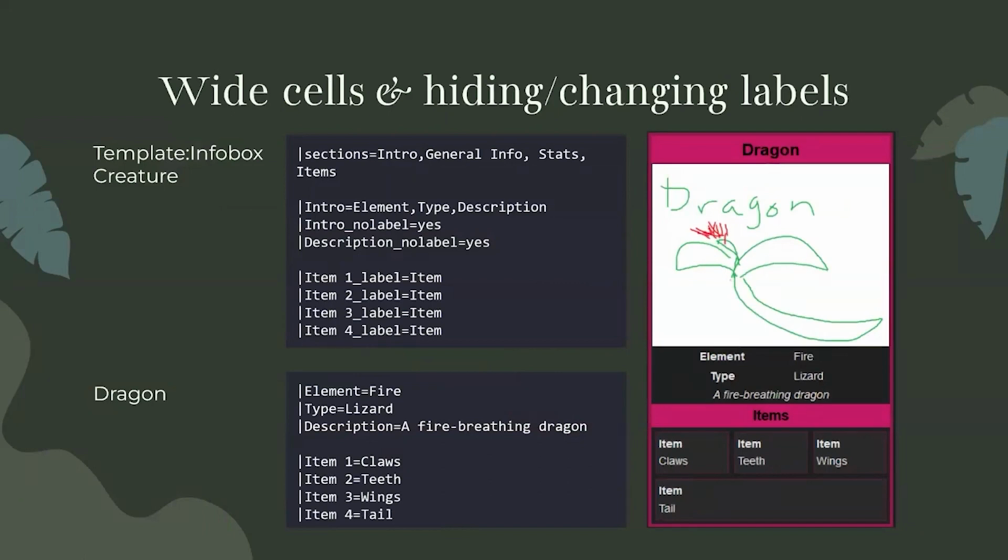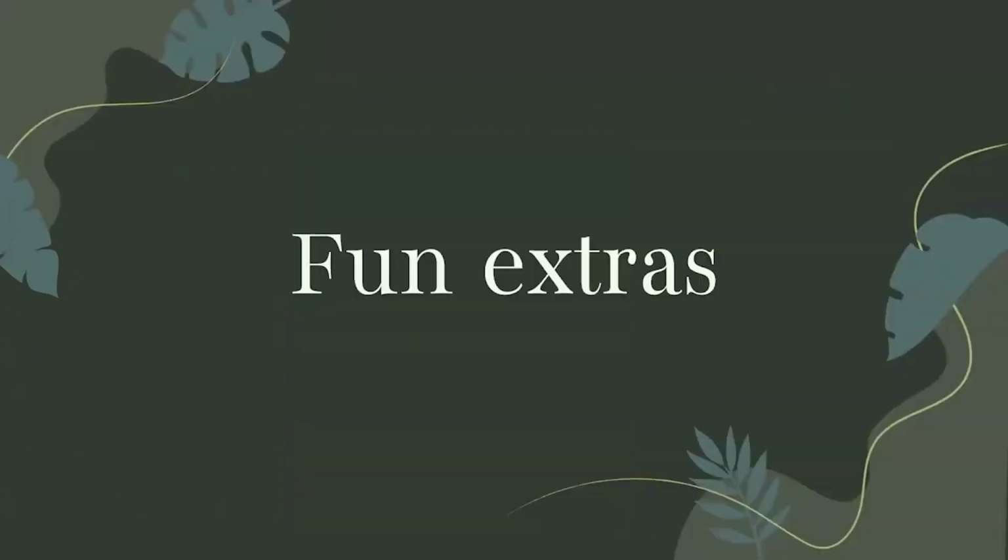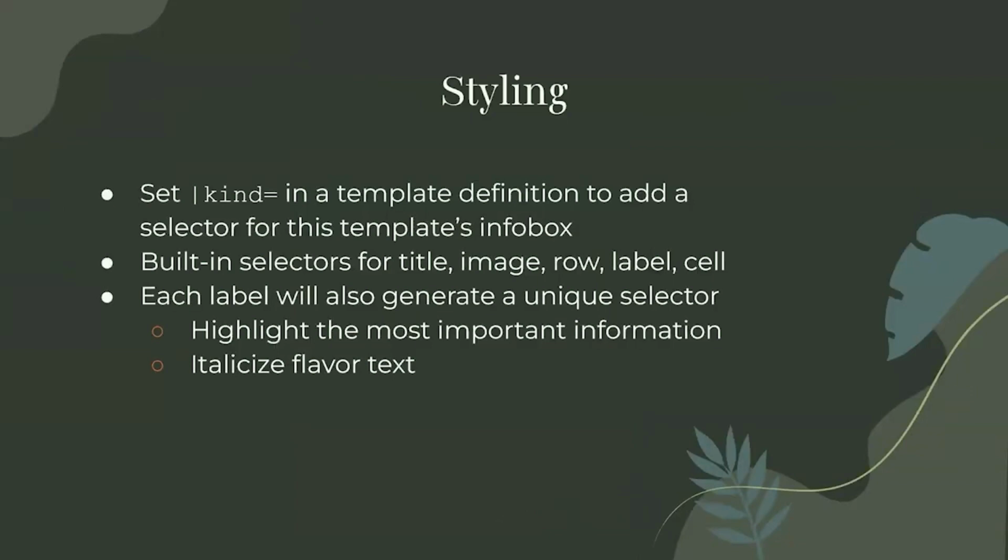You can also adjust the display and labels a little bit. You can hide them all together by using the underscore no label modifier, and then you can also give a display value like this, we can make them all be item with the underscore item, or sorry, the underscore label after any section name. So if you want to have multiple fields that have the same label, you can do that. There's a couple of fun extras that I will also briefly mention.